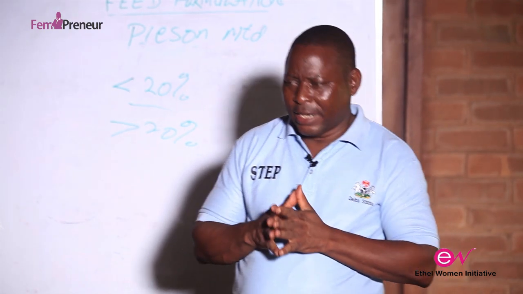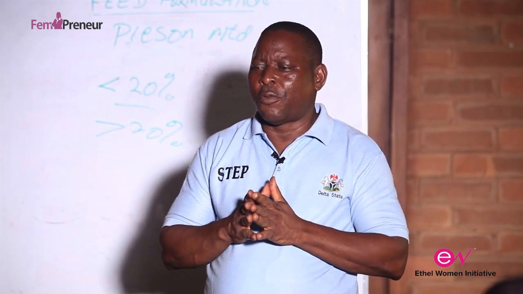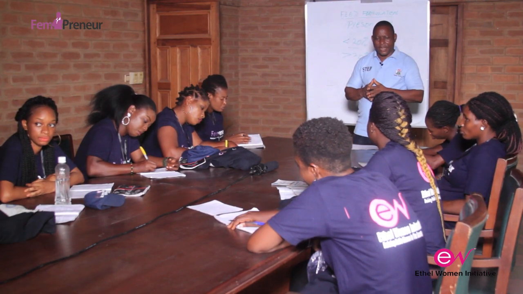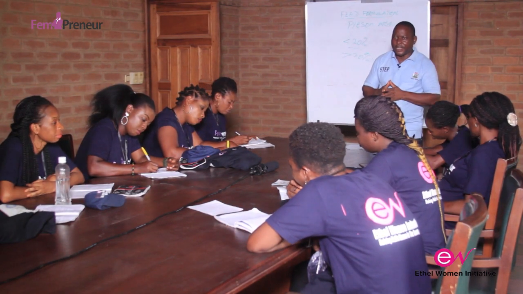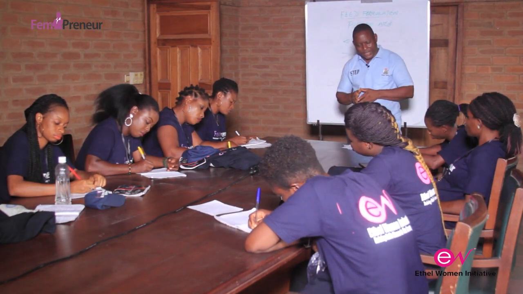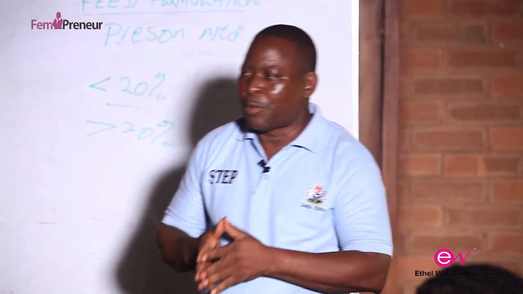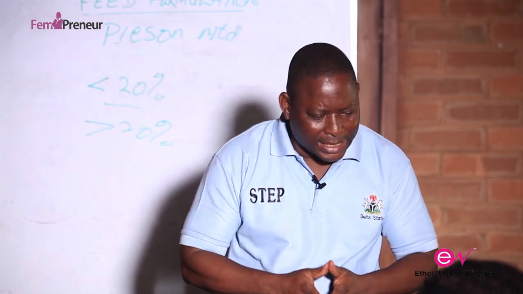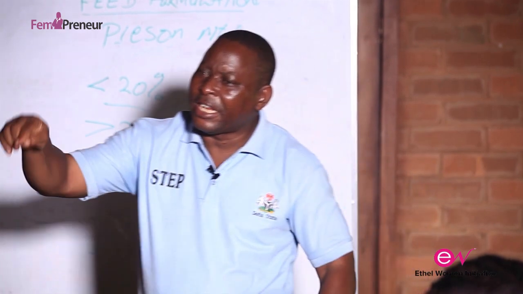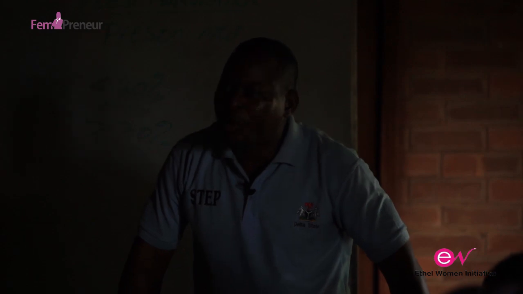In formulating feed, you look out for the crude protein of the total feed you want to formulate. Hello? In formulating feed, you look out for the crude protein of the feed you want to formulate. You remember I told you that every ingredient has carbohydrate, it has protein. Is that not so? And the protein that is contained in each of the ingredients you want to use is called crude protein.